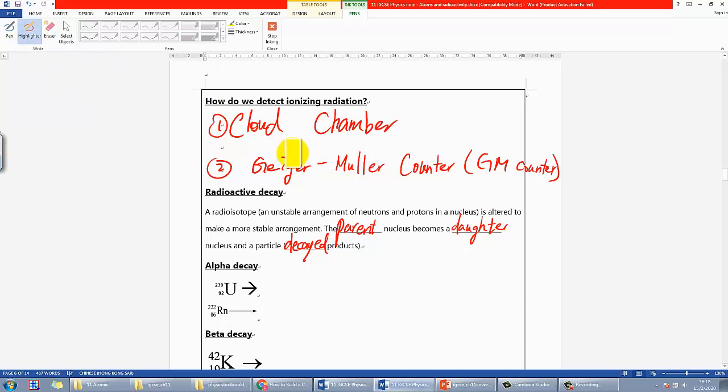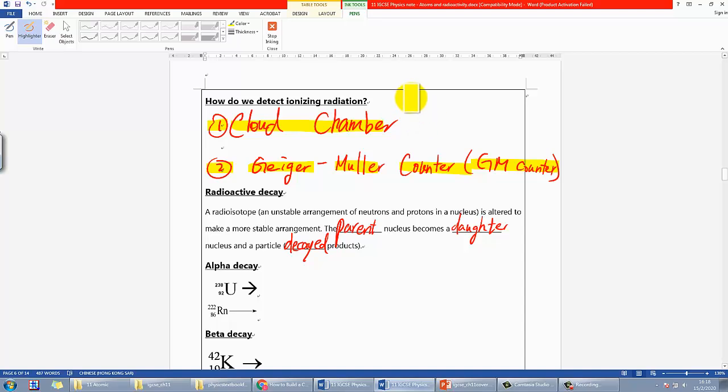Okay, so the answer for detecting ionizing radiation: there are actually 2 kinds of methods. The first one is something called a cloud chamber. The second device that you may find is the GM counter, which is the one from the previous video I showed you, where the guy uses the GM counter, the one with the sound. We call it the Geiger-Müller counter because it was invented by these 2 scientists apparently.